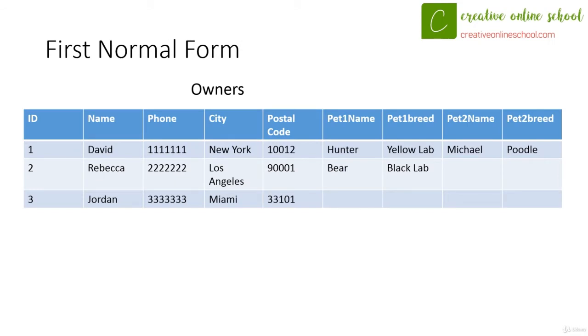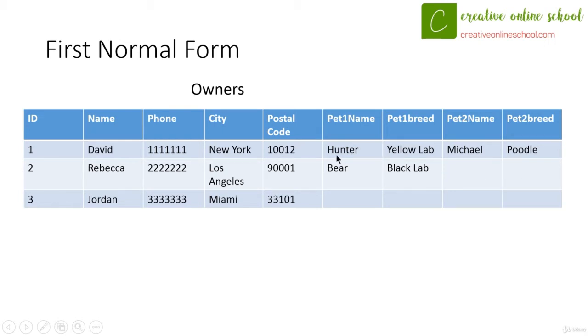So let's just go ahead and start with the first normal form. What I have here is just an entire table with a bunch of information. So we have an ID field listing each individual row. Then we have the name, phone, city, postal code, pet 1 name, pet 1 breed, pet 2 name, and finally pet 2 breed. The first thing that you may notice is that not every single column is filled in.